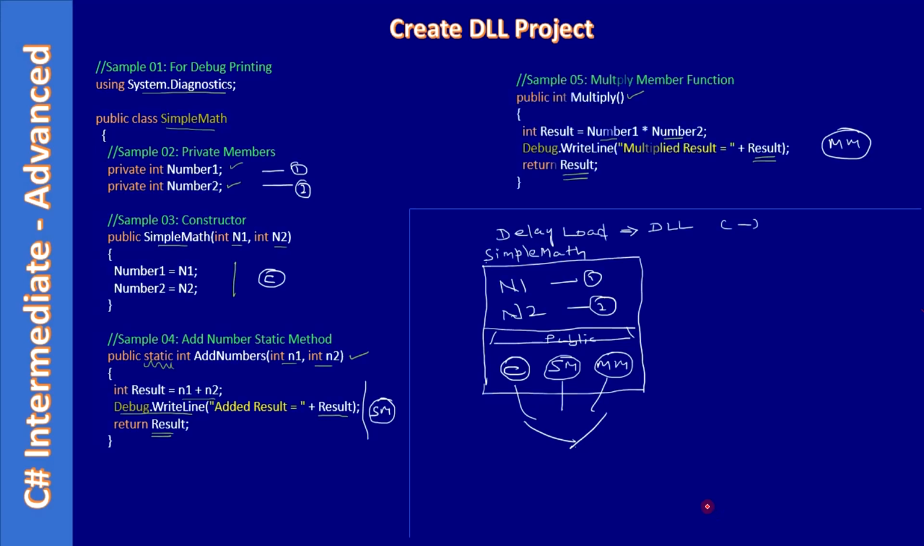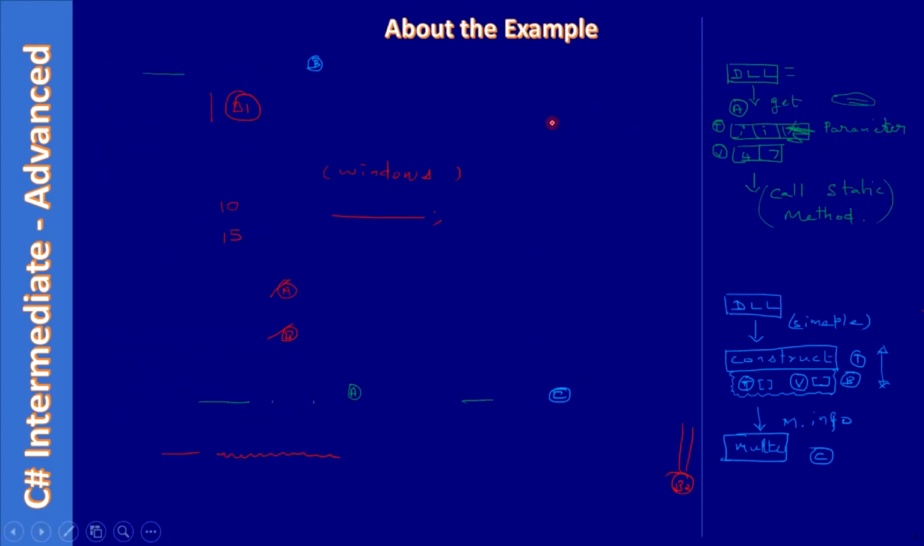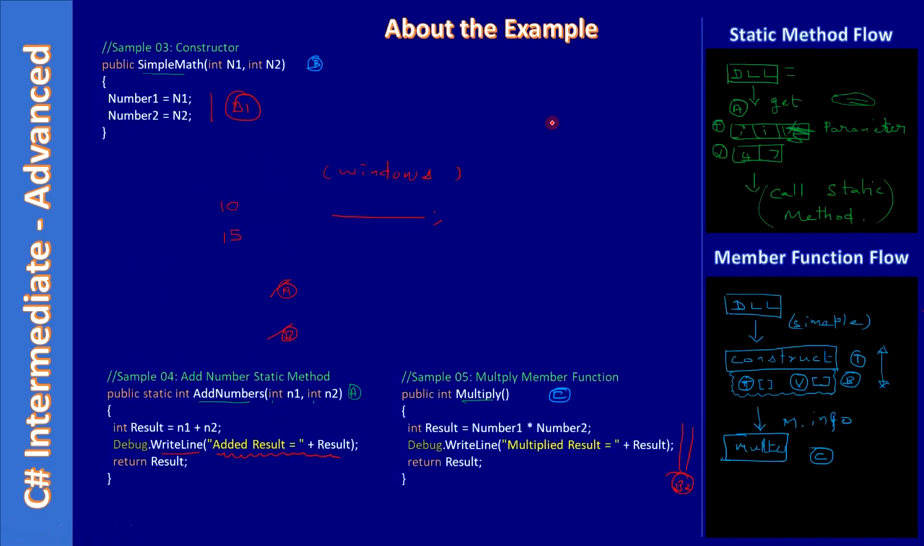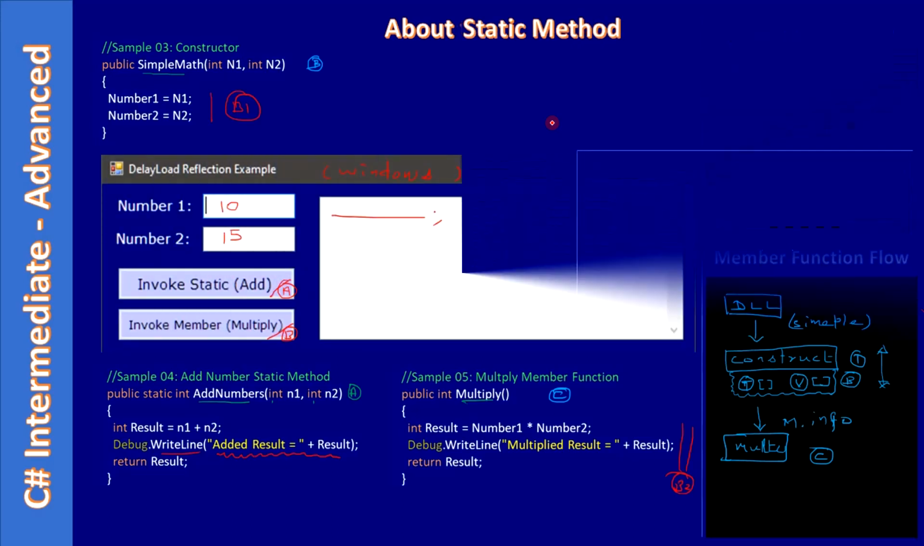So first we created a DLL, and that DLL exposes two methods for experiment purpose. One is a static method and another one is a normal member function. Next, we talked about the flow, how we will invoke a static method and how we will invoke the member function. And then we talked about the example as well.